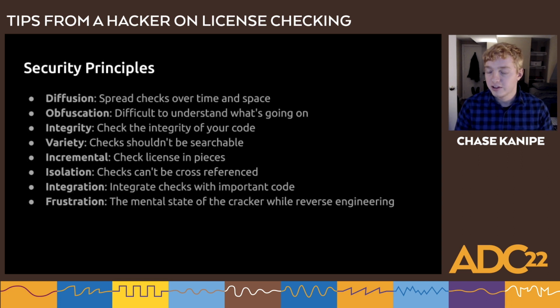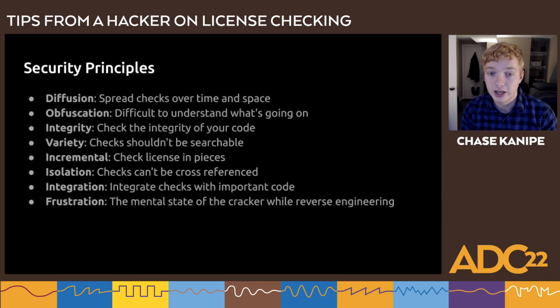So in thinking about how to design these schemes, I've listed here a set of principles that we can refer to guide us in developing schemes that are hard to reverse engineer. The first is diffusion, which is that we want to spread our license checks over both time and space in the binary. Second is obfuscation. We want to make it difficult to understand how these schemes are implemented. The third is integrity. We want, when possible, to make sure that our license checks haven't been altered.